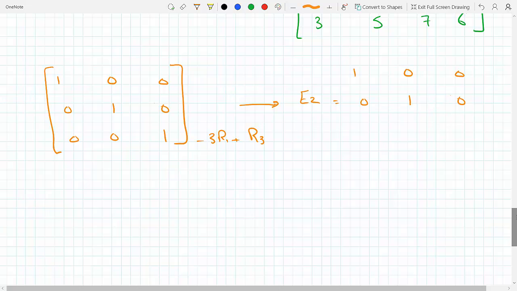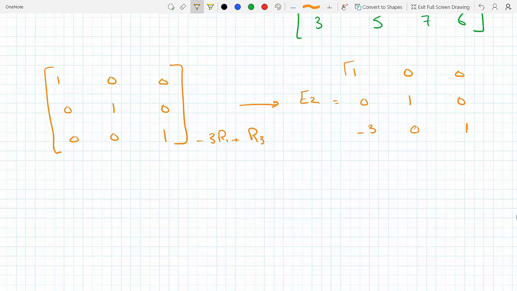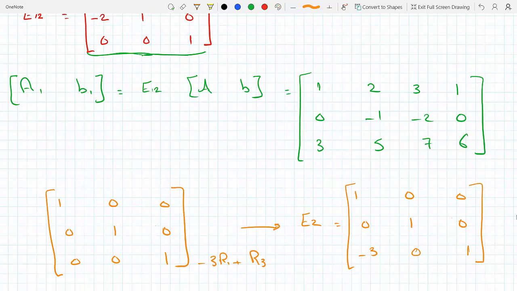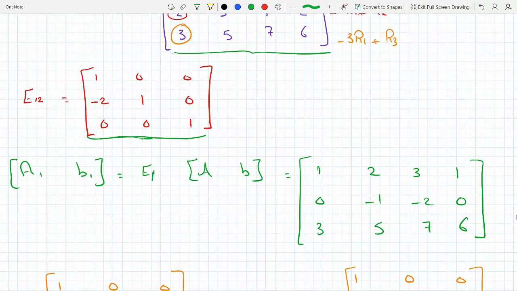okay, so minus 3 times 1 minus 3 plus 0 is minus 3. This will stay a 0 and this will be a 1. So this is E, if you want to call it E13 or E2, whatever. Let's just call this E2.